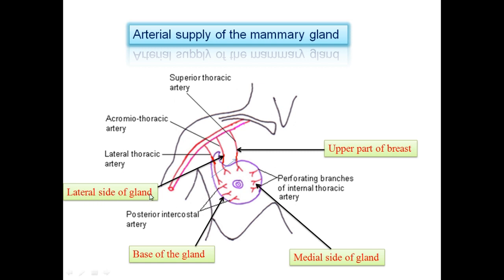The lateral side of the gland is supplied by the acromiothoracic artery and lateral thoracic artery, and these are branches of the second part of the axillary artery. The base of the gland is supplied by the posterior intercostal arteries derived from the thoracic aorta.